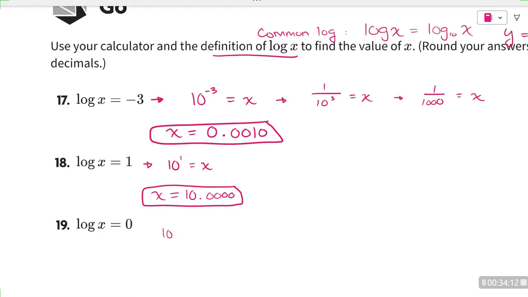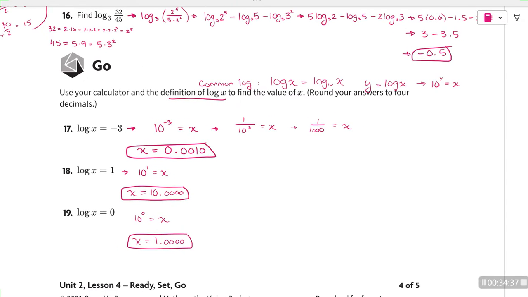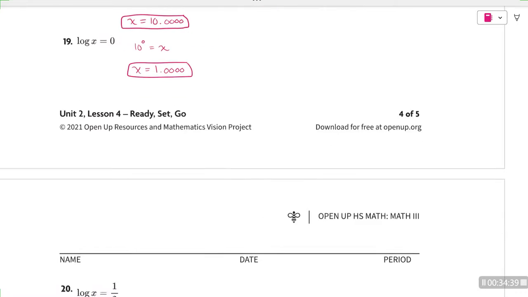Here, 10 to the 0 power equals x. Well, anything raised to the 0 power, with some exceptions like 0 and infinity, but most numbers raised to the 0 power is just 1. So here we just get x equals 1. Again, if we want 4 decimal places, we just do 0.0000. There we go. So there's 19.